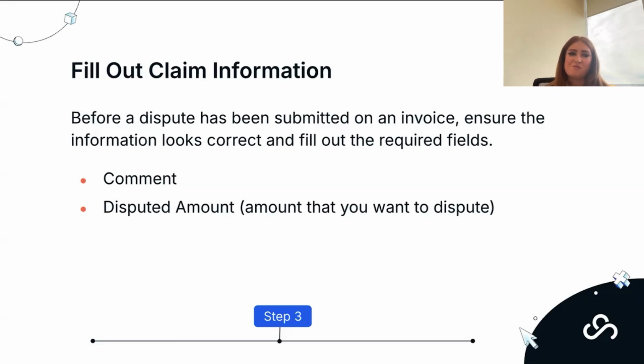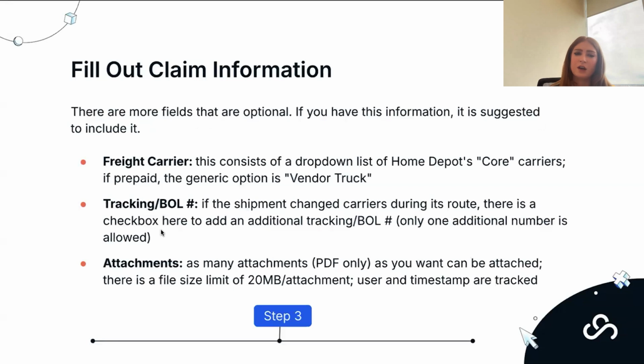So once you've got your dispute, your shortage, let's say, it's pretty basic and standard what you're going to submit. Comment and disputed amount are definitely the required fields. There are a couple other fields that you might want to fill out as well. Within merchandise payables, there's a field for a freight carrier. This is a pre-filled list that Home Depot provides based on their core carriers. If you are a collect supplier, which probably most are, you might be able to find your carrier within that list. If you're prepaid, there is just a generic vendor truck.